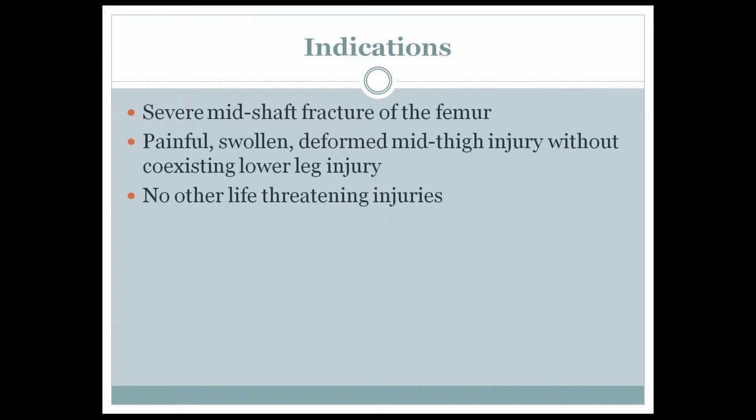Some indications for your traction splint are the severe mid-shaft fracture of the femur, any painful, swollen, deformed mid-thigh injury without coexisting lower leg injury. So if you got something else going on the ankle or the foot, you don't want to be putting it in a traction splint and pulling on those injuries. Or if you have any other life-threatening injuries, you don't want to take the time to be putting on a traction splint when you got other things to worry about.